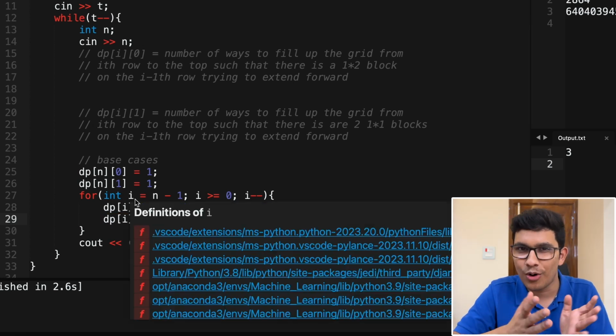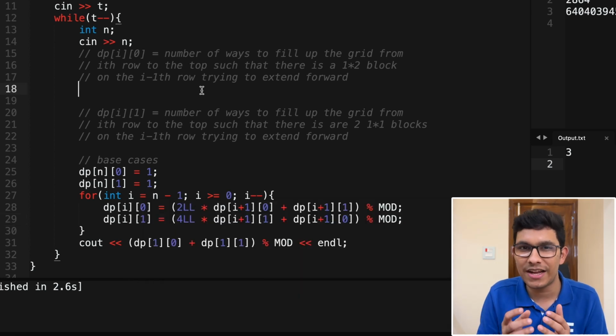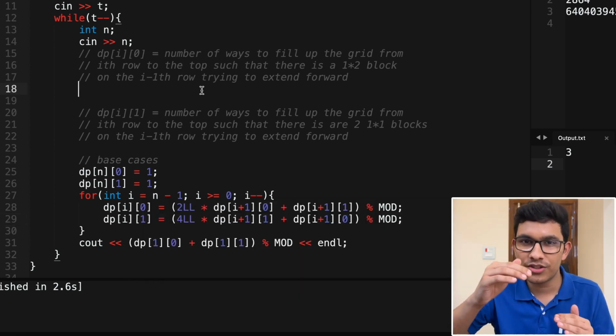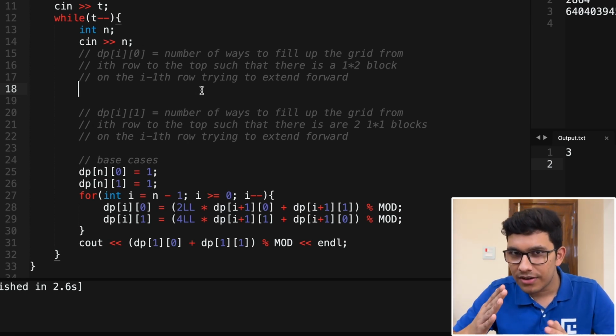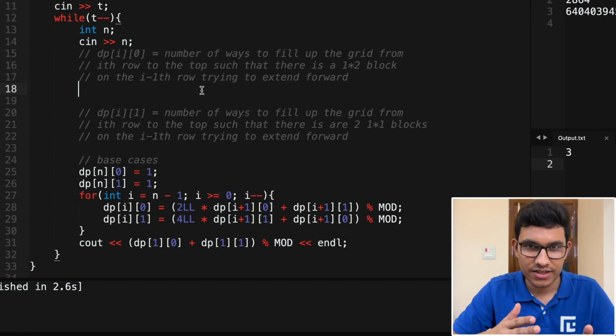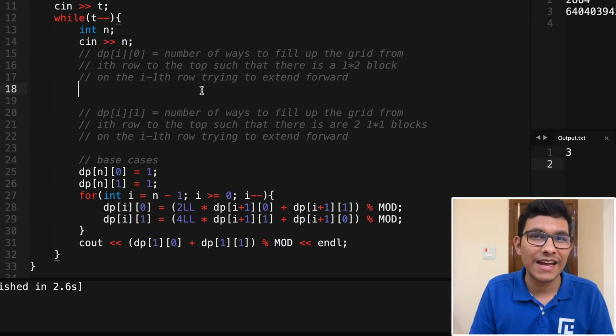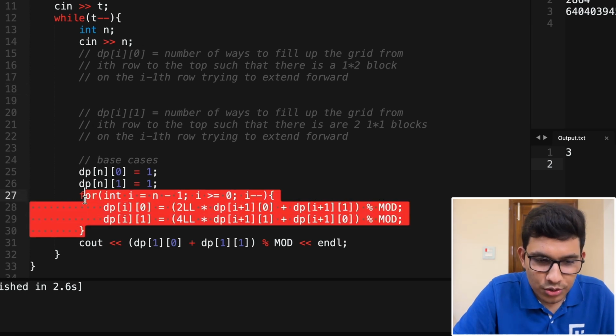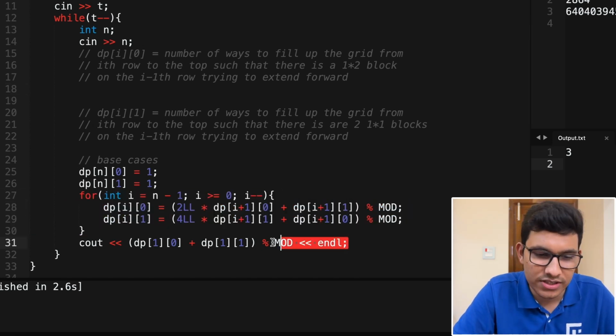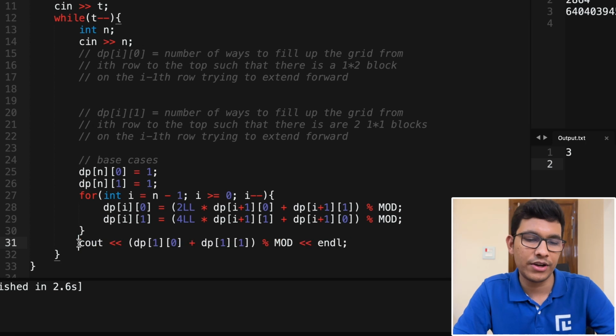And the order of the for loop should also be very clear. If DP of I comma 0 depends on DP of I plus 1 comma 0 and I plus 1 comma 1, then the further states need to be calculated first. So n is equal to 100 should be calculated before n is equal to 80 probably, right? So that's what we're doing here. And then finally, this was the final subproblem that we talked about.